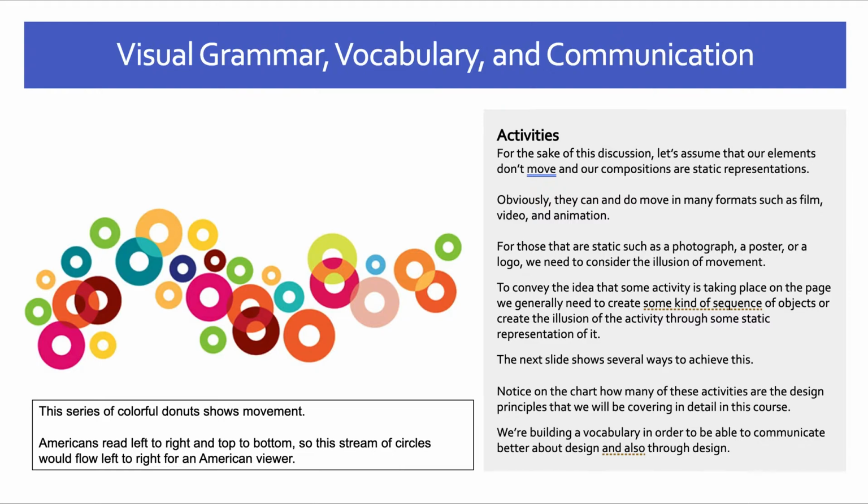So in order to convey the idea that an activity is taking place on the page, we have to create a sequence of objects or create the illusion of the activity through some static representation of it. And we're going to talk about how to achieve that in the next couple of examples. But it is very much achieved in this design of circles. And that could be conveyed into buildings or rooms or something that we would use in the design of a residence.